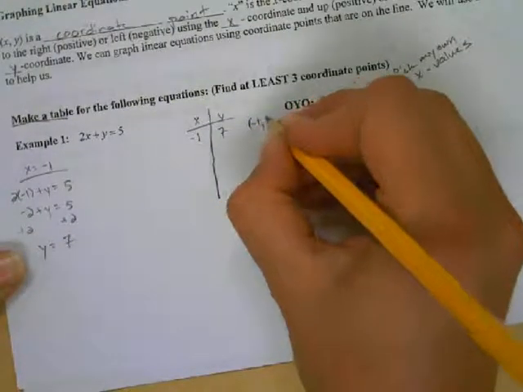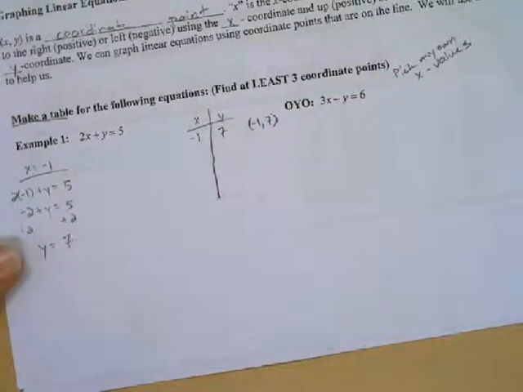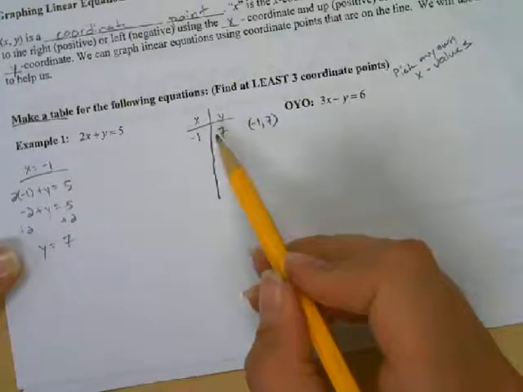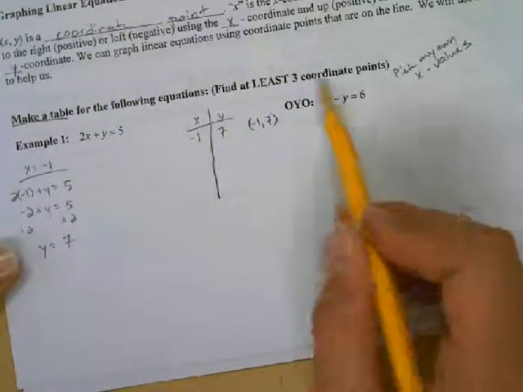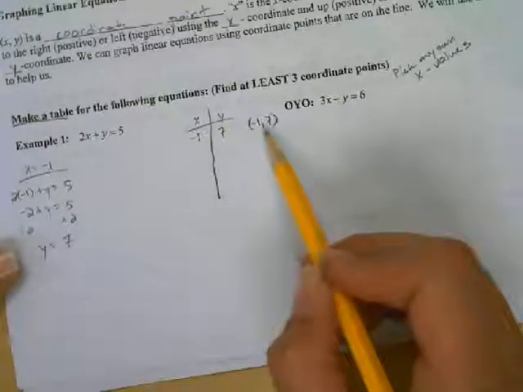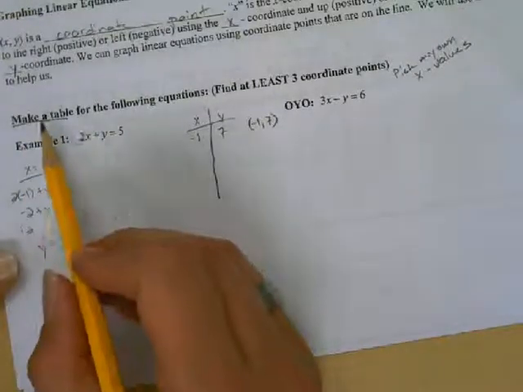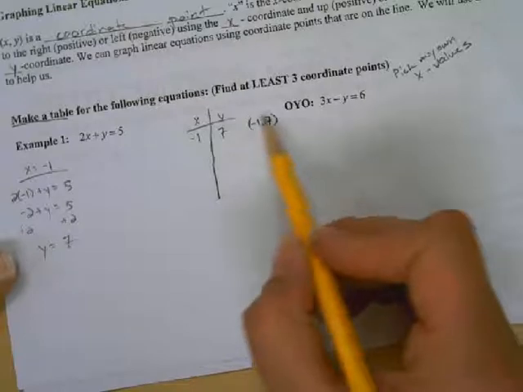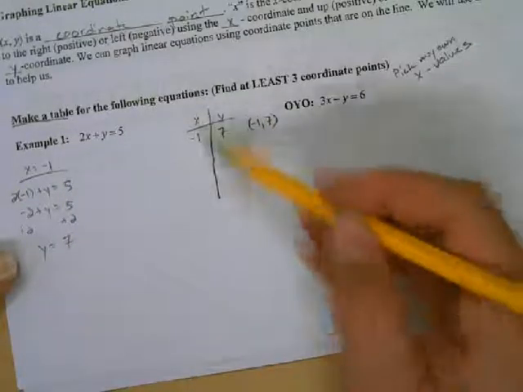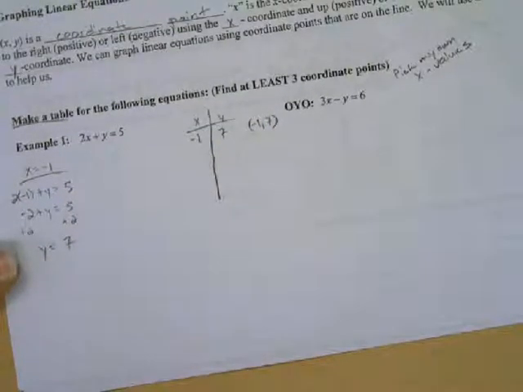If I was writing that as a coordinate point, my point would be (-1, 7). Okay? This is table format, -1, 7. This would be coordinate points, (-1, 7). It just depends on how they're asking you to do it. If they tell you to write coordinate points, then you need to write them out like this. If they tell you to make a table, you need to write it out like this. But it's the same information, essentially.